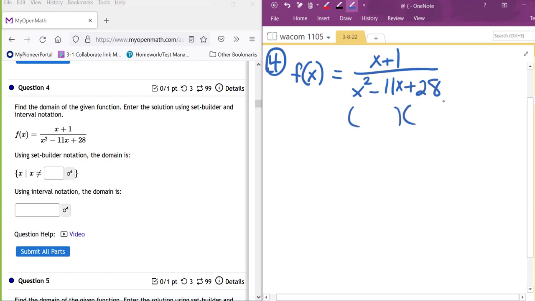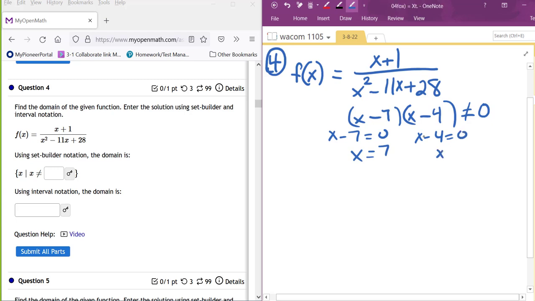So this is a trinomial, goes into 2 sets of parentheses, like signs both minus, and you're multiplying to get 28, adding with like signs to get 11, so 7 and 4 will work. So we want to make sure this is not equal to 0. So we set each one equal to 0 and solve. All right, so add 7. So we're going to throw away 7, and this one, we're going to add a 4. So we're going to throw away 4.